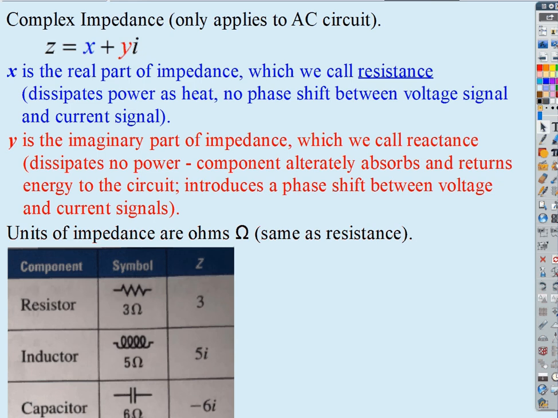Now this is more specifically in an AC circuit too. So this is stuff you probably haven't talked about necessarily. I don't know if you have or not in science. But what's the difference between an AC circuit and a DC circuit? Alternating current and direct current. Okay, so AC stands for alternating current and DC stands for direct current.